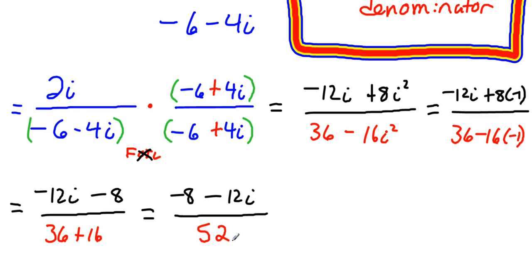Now, here's where they contradict themselves from what they had been doing earlier. And here's where I didn't like that they did this back in section 6. In section 6, they made you keep this as one big fraction. In this section, now they actually separate it into two different parts. So you're going to have to think that this one is really -8 over 52 minus 12i over 52.